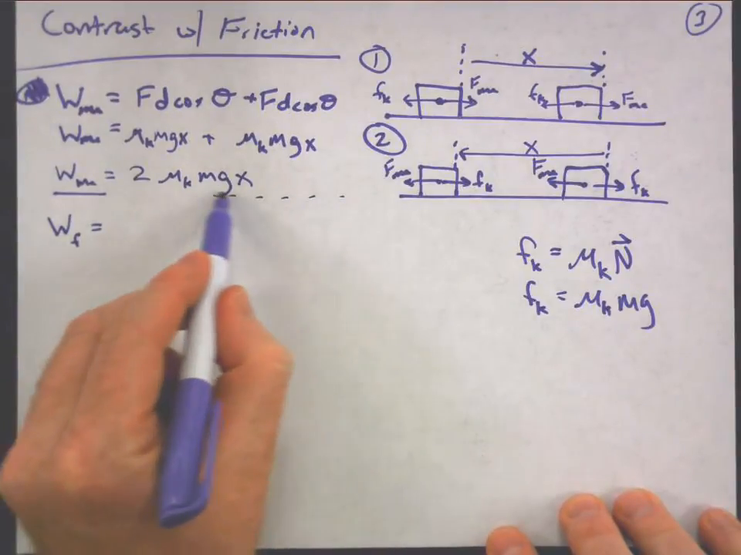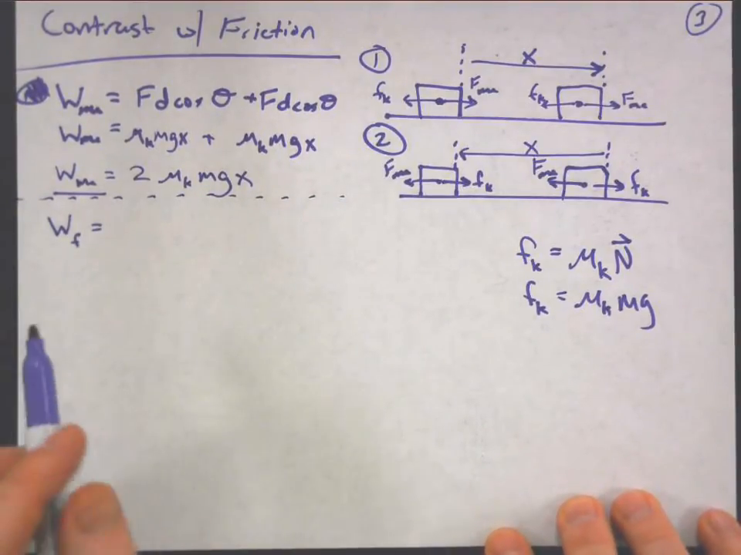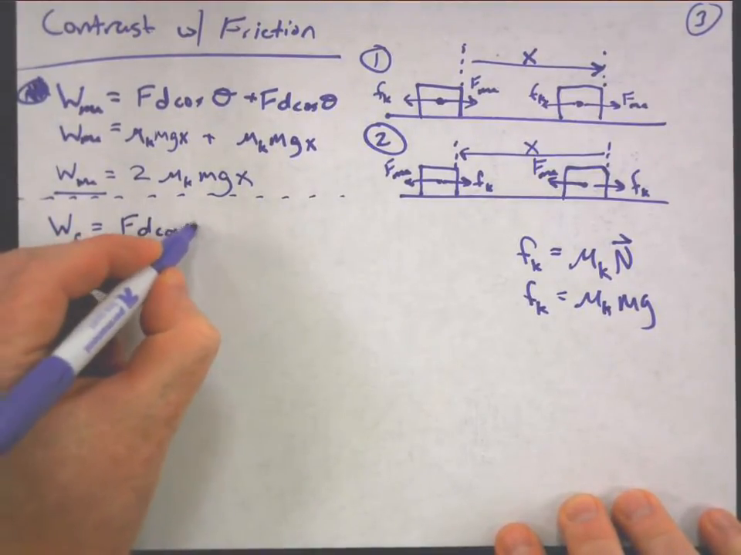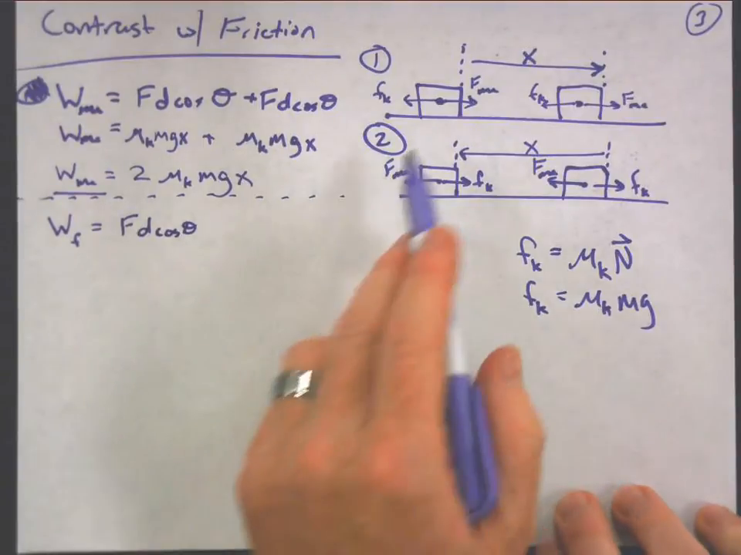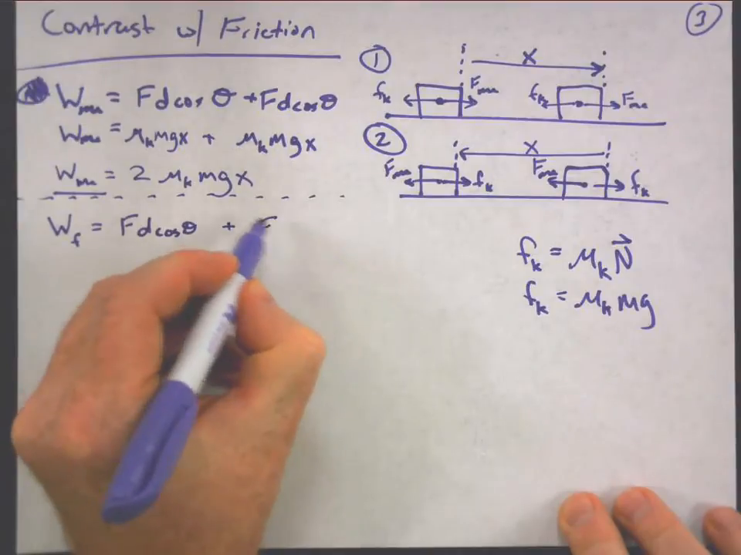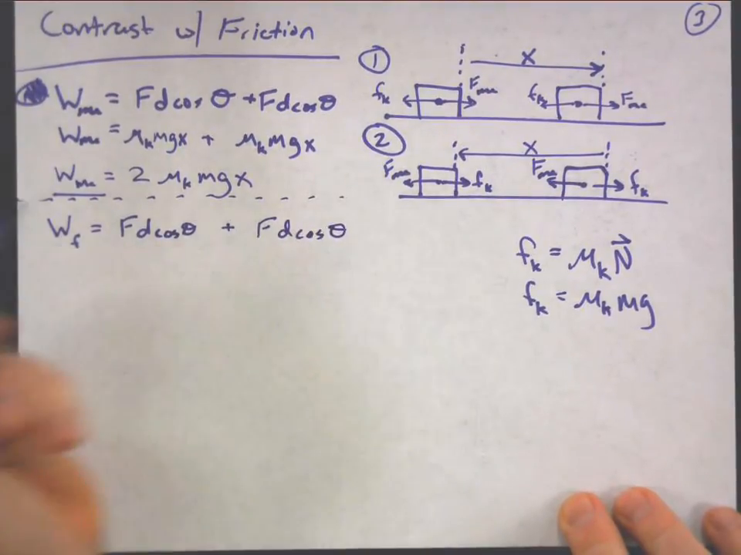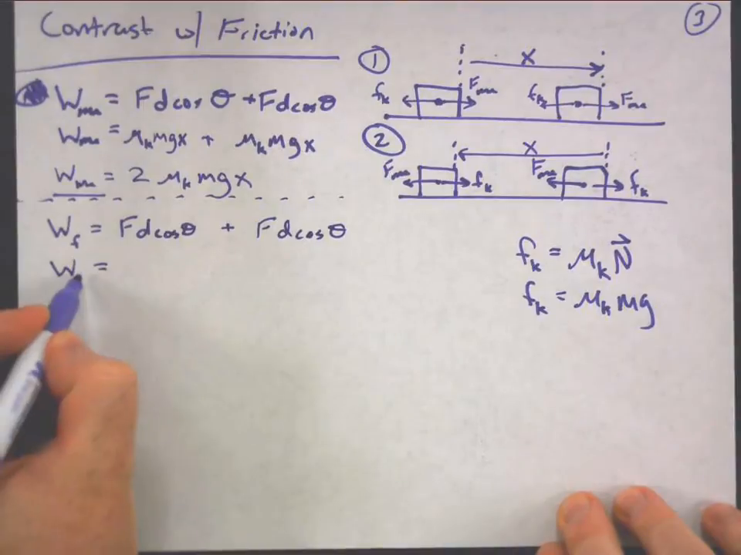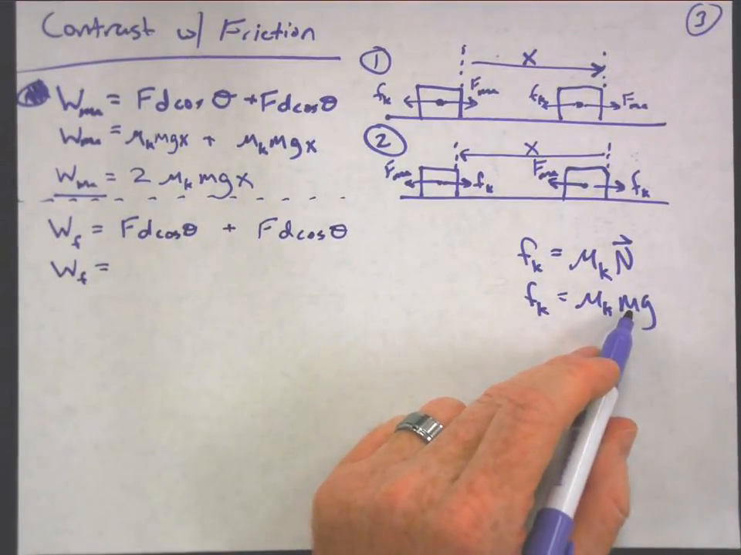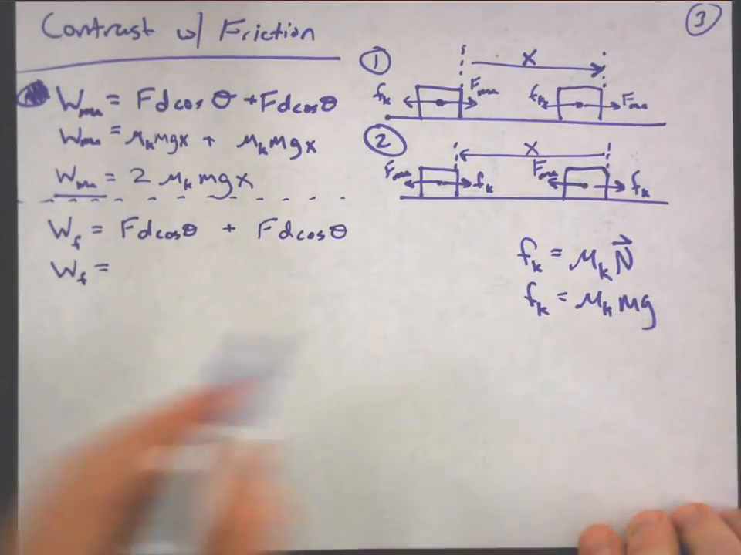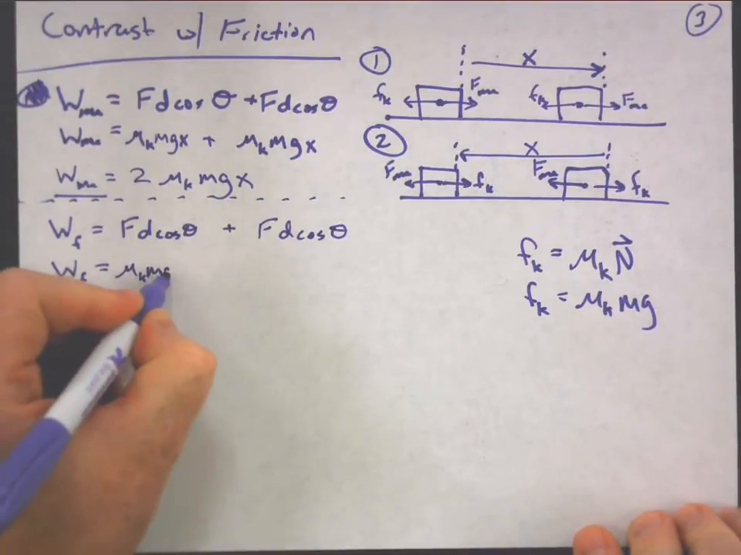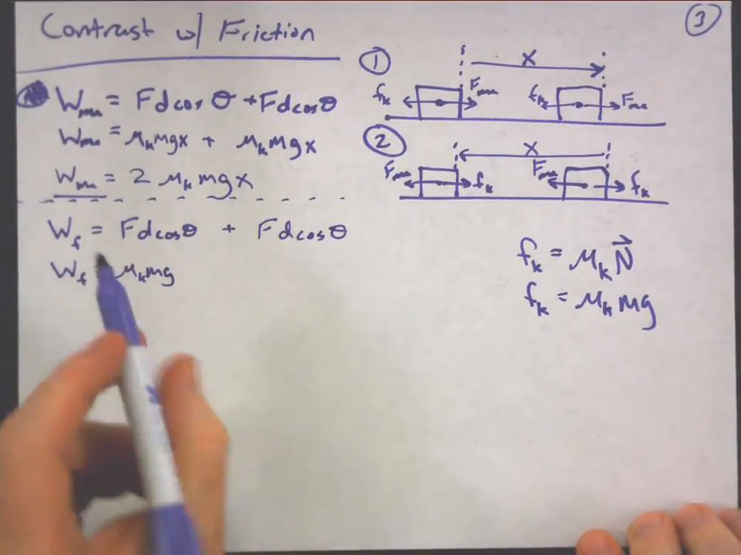So let's separate this a little bit. Well, we have F d cosine theta, and that's during phase 1, and then we're going to add the work done during phase 2 by friction. So we have F d cosine theta. Now, what is the force? Well, we worked that out already. The force is mu k times mass times gravity. That's the force of friction. The distance traveled will be x.